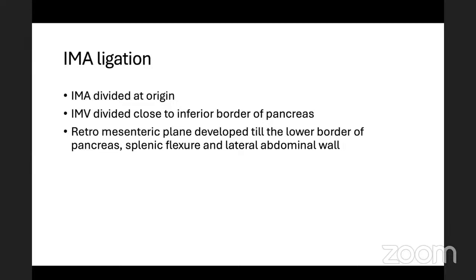And the IMV has got to be ligated at the inferior border of the pancreas, because that's how we get enough length for the colon to come down for the anastomosis. And the retromesenteric plane is developed till the lower border of the pancreas, the splenic flexure and the lateral abdominal wall. So we will see this in a video now.